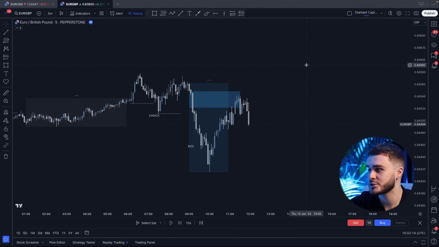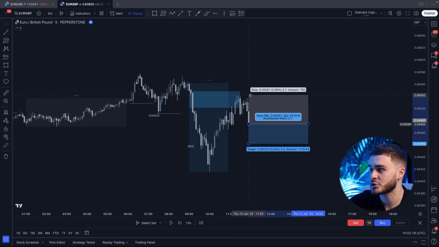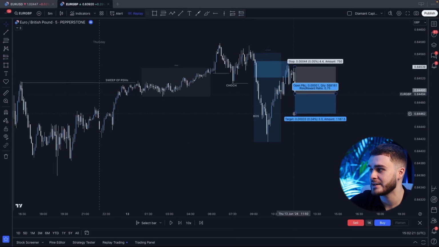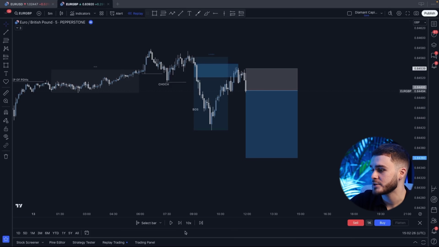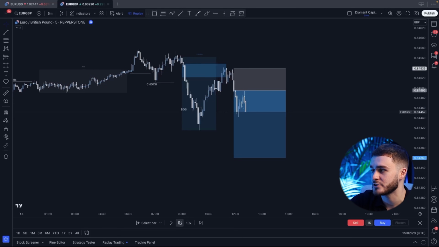So if I was to enter during London session at that time, it would have been exactly here. Stop loss just above this high over here. And then setting it at that nice and transparent 1 to 3 trade. Cool. So as that price continues, that is the first entry of the day.